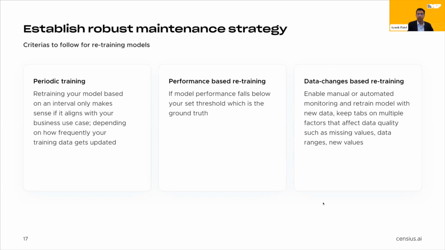Then there's performance-based retraining, where we can have something like a challenger versus champion model. If the model performance drops below a certain threshold, you can trigger a retrain, or do a fallback, or move to less complex models, because sometimes complex models work great in the lab, and when we actually use them, they work very differently. So having a fallback mechanism, or last, data-change-based retraining.